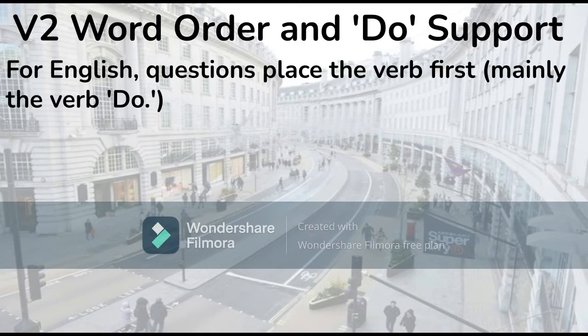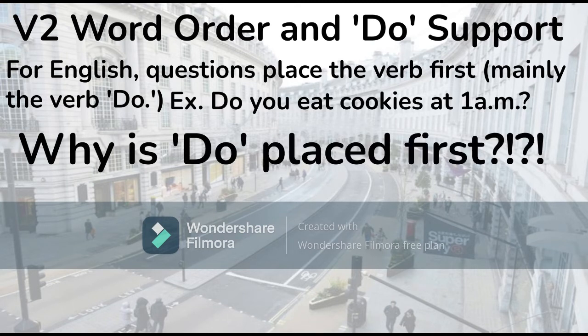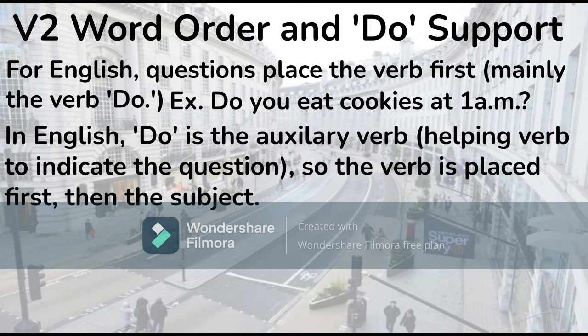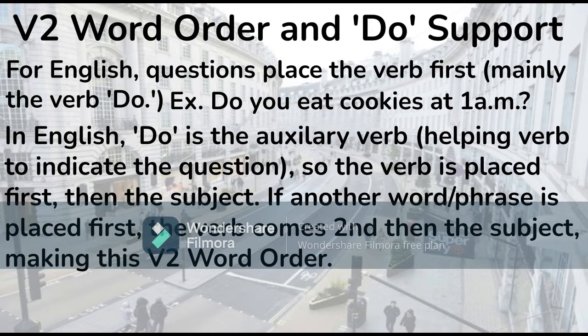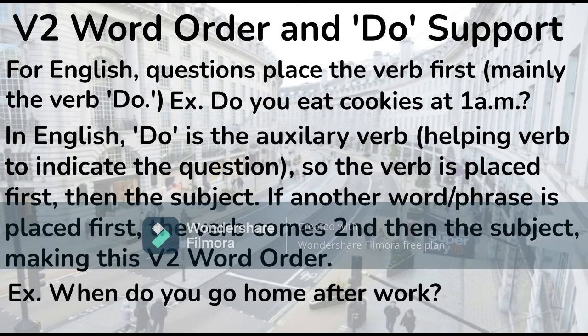V2 word order, and do support. For English, questions place the verb first, mainly the verb do. For example, do you eat cookies at 1 a.m.? Have you ever thought why do is placed here first? In English, do is the auxiliary verb, or helping verb, to indicate the question, so the verb is placed first, then the subject. If another word or phrase is placed first, the verb comes second, then the subject, making it V2 word order. For example, when do you go home from work? Notice when comes first, then the verb do, then the subject you, making it V2 word order.